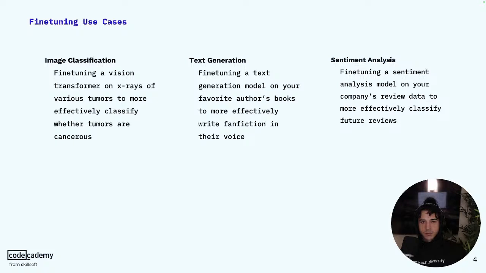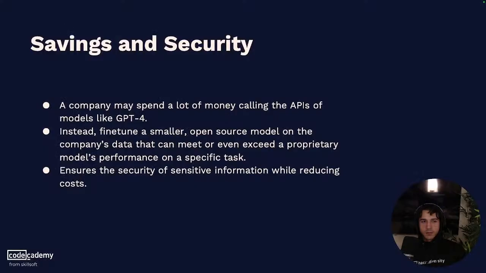Here are some example use cases for fine-tuning. Fine-tuning a vision transformer on X-rays of various tumors to more effectively classify whether tumors are cancerous. Fine-tuning a text generation model on your favorite author's books to more effectively write fanfiction in their voice. Or fine-tuning a sentiment analysis model on your company's review data to more effectively classify future reviews. Fine-tuning is a great way to provide value to a business as an ML engineer.